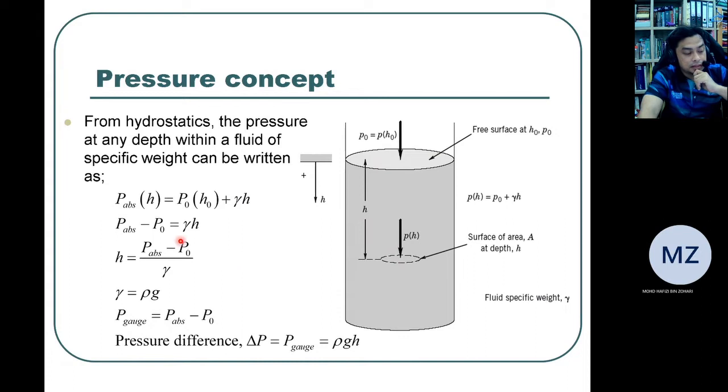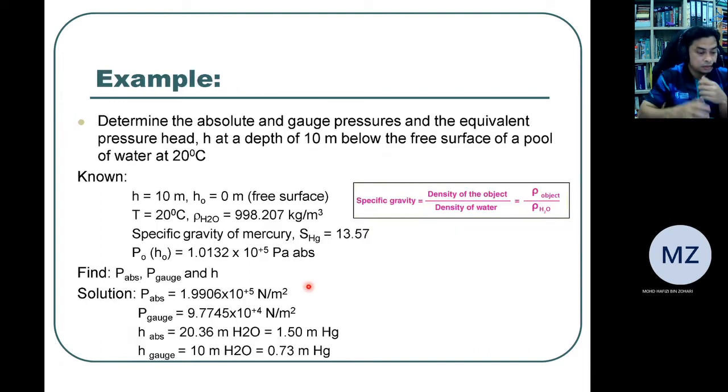Okay, and then if I move this P naught into the left hand side of the equation, P absolute minus P naught equals rho g h. You know that this part is actually equal to P gauge, or the pressure difference between P absolute and P atmospheric pressure. P gauge here is equal to specific weight times H, or if I simplify, finally P gauge equals rho g h. Alright, so look at a little example for you to calculate.